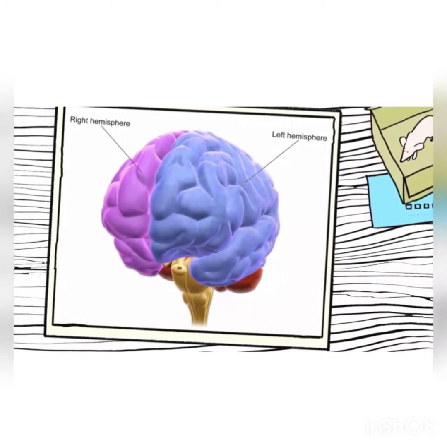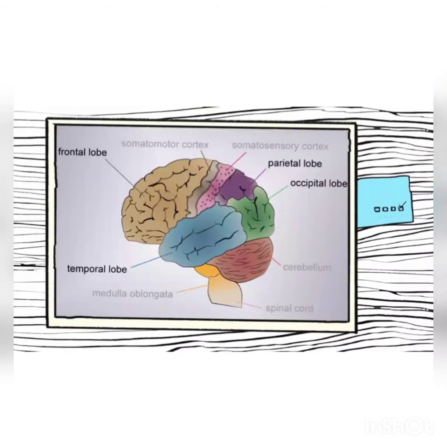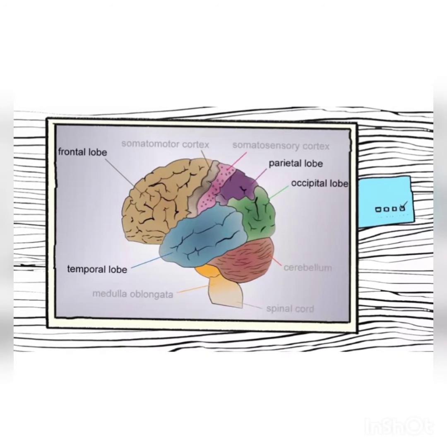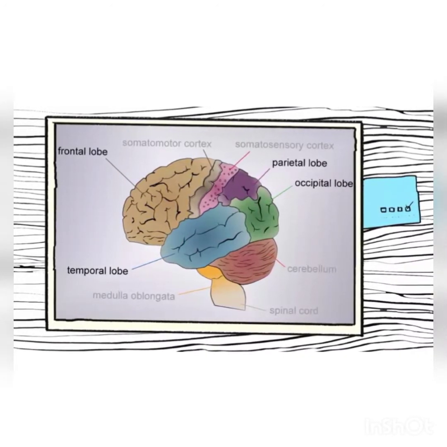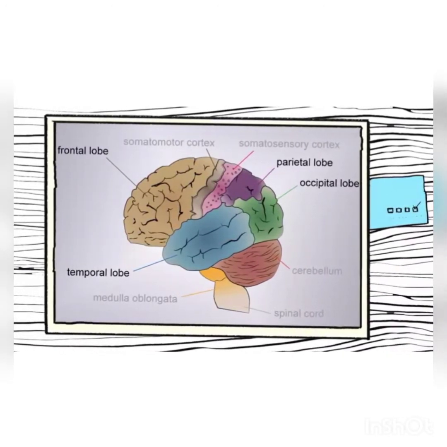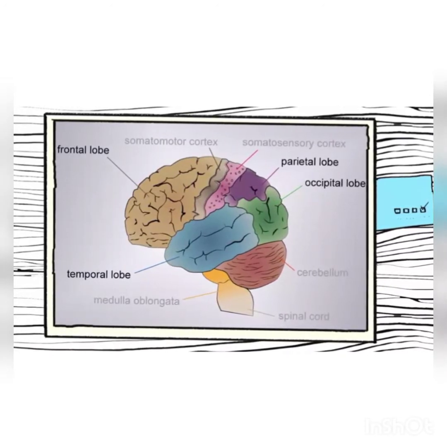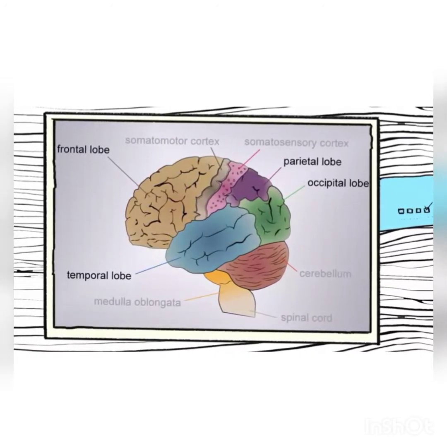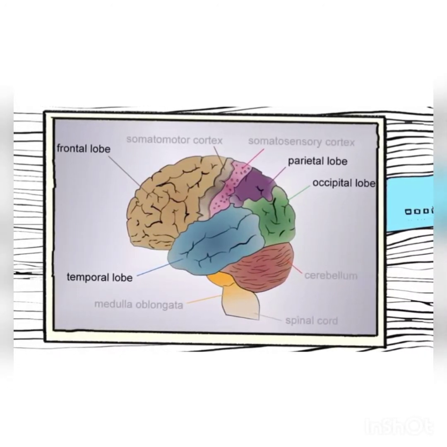For each of these halves, you can demarcate the cortex into different lobes. Going from your forehead and swooping to the back, you have the frontal lobe, conveniently enough on the front, the parietal lobe, the occipital lobe, and the temporal lobe. Each of these lobes does different things, which we'll talk about in a bit.